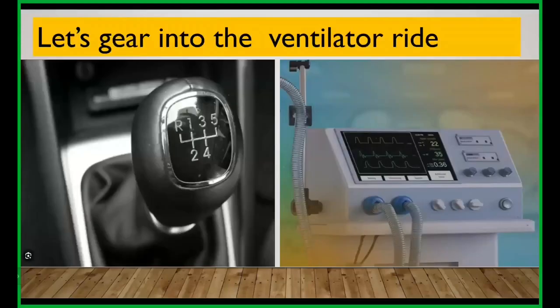Here is a simple comparison between the modes of ventilation and the car gears. On the left-hand side, you see the car gears numbering 1, 2, 3, 4, 5, and the reverse gear. So how does it correlate with your modes? When you start to drive a car, you start with a neutral mode, which can be compared to the control mode of ventilation. Here, you can only start the car. You cannot move further. That is the neutral gear.